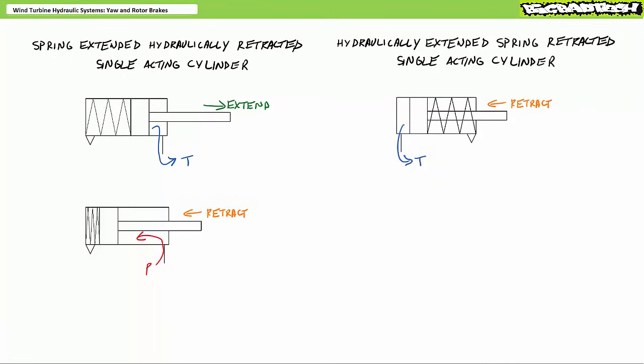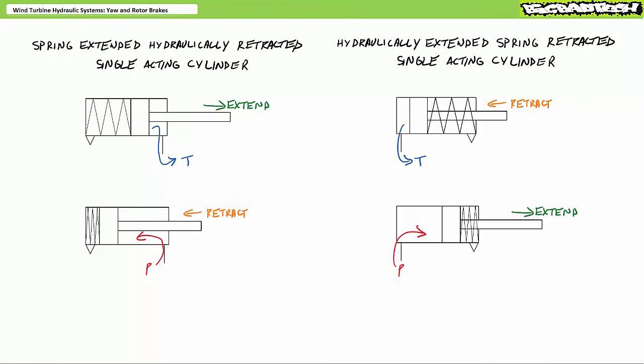This is in contrast to a hydraulically extended, spring-retracted single-acting cylinder with a port on the cap end and a spring on the rod. When the cap end is dumped to low-pressure tank, the spring in the rod passively retracts the rod. When high pressure flow enters the cap end, the cylinder extends the rod and applies the brake.